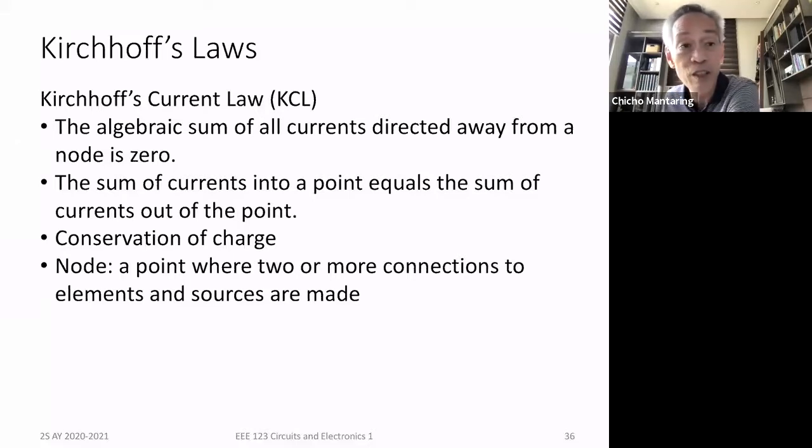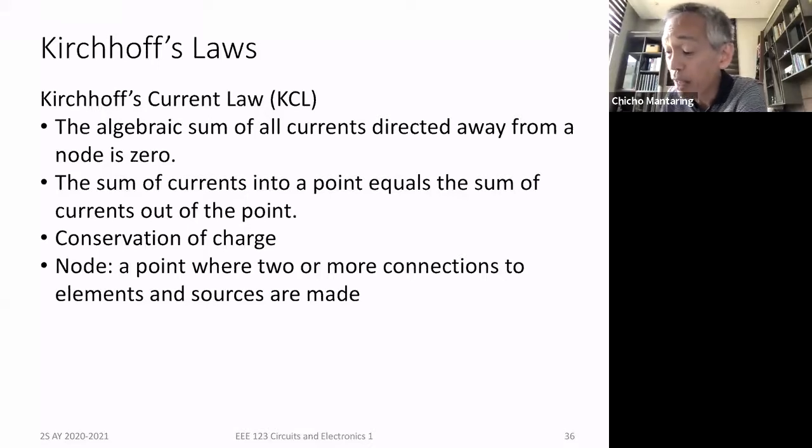So we'll start with Kirchhoff's current law. The algebraic sum of all currents directed away from a node is 0. Another way of stating this is the sum of currents into a point equals the sum of currents out of the point. And the reason why this is valid is because of the law of conservation of charge. We cannot have charge accumulating at a point.